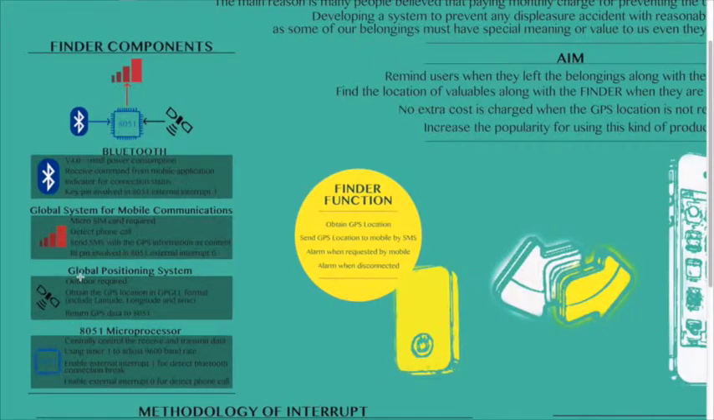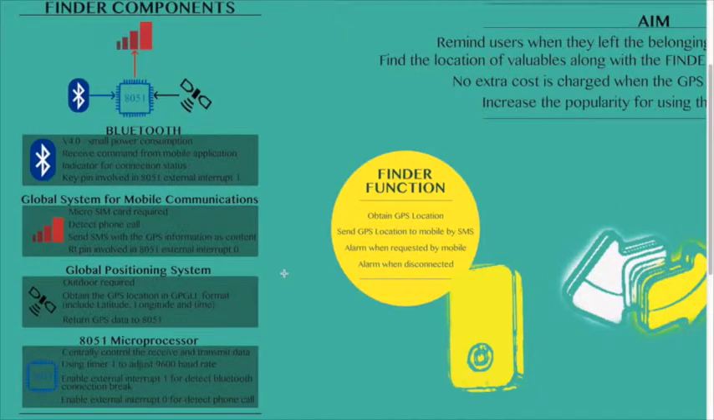There are 4 main components in our finder, which are Bluetooth, Global System for Mobile Communications, Global Positioning System, and the H051 microprocessor. As the diagram shows, the microprocessor is the central component to control and connect the other 3 components. Bluetooth and GPS will transmit data to the microprocessor, but the GSM module will receive data from the H051.